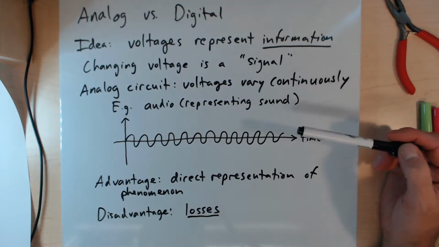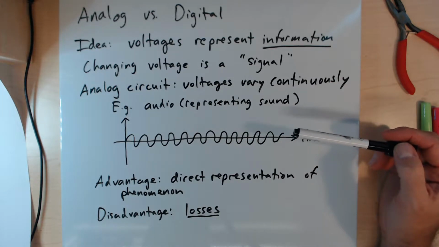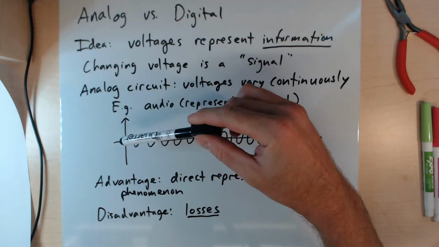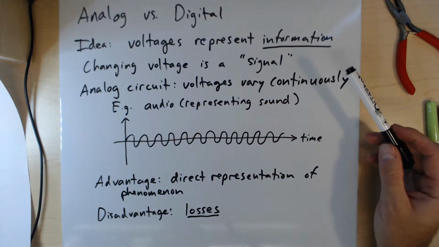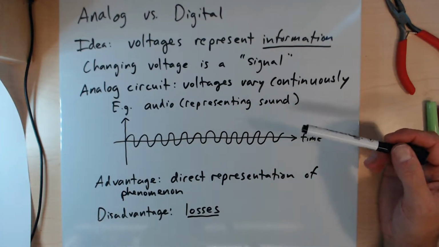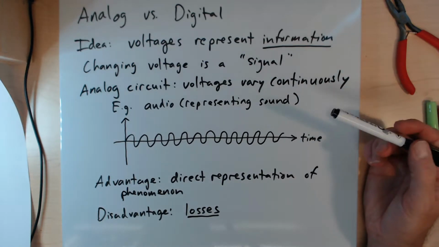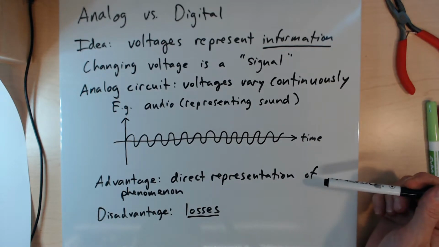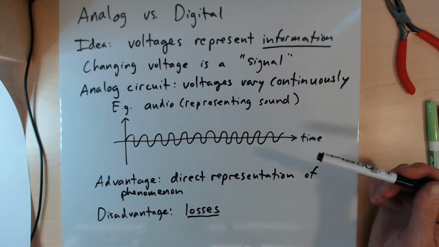And so the idea is we can more or less precisely represent that phenomenon inside a circuit, an analog circuit, as changing voltages. So again, over time, voltages are going to increase and decrease in direct proportion to the changing air pressure as measured by a sensor such as a microphone. So the advantage of analog circuits is that we can directly represent phenomena that have to do with changing values over time, such as our example of a sound wave.